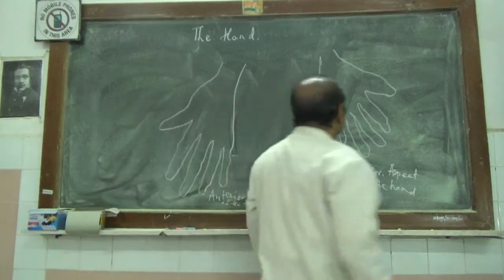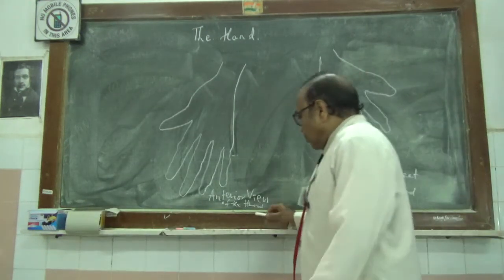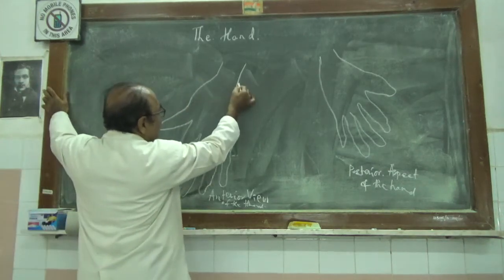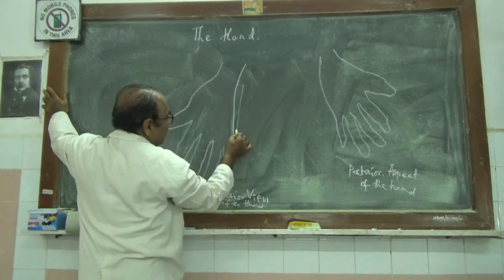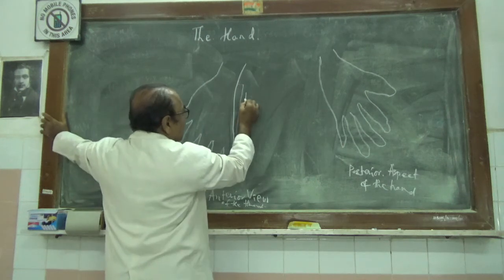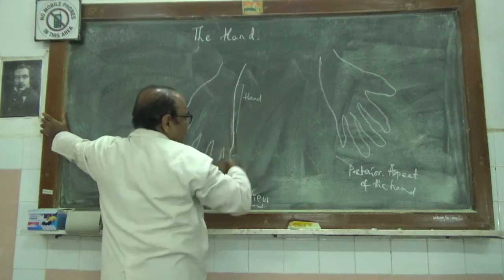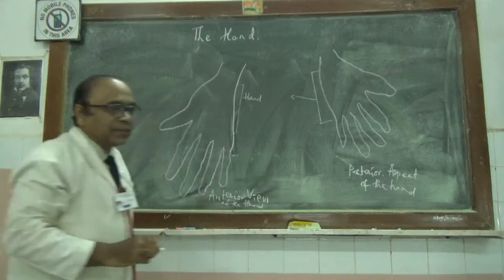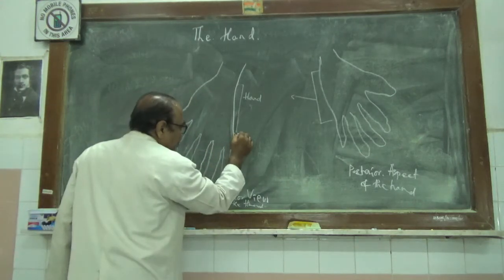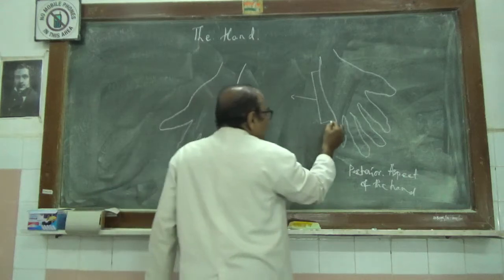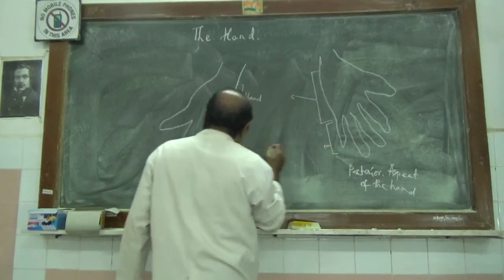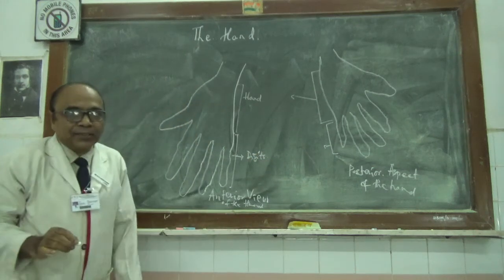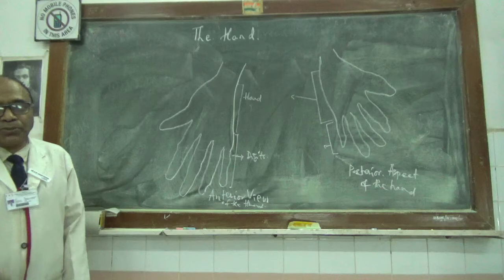Now, either the anterior view or the posterior view, you have to know what the hand consists of. The hand consists of the portion from the wrist to here, which is called the hand in front. But the remaining portion, from here to here, is considered to be the digits. So the hand includes these two subdivisions.